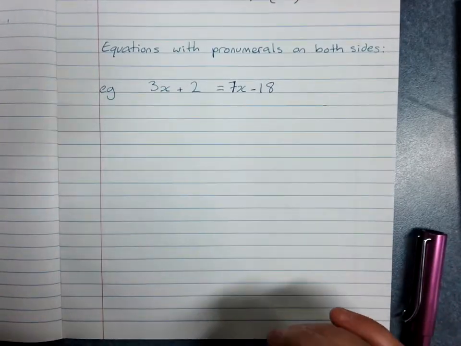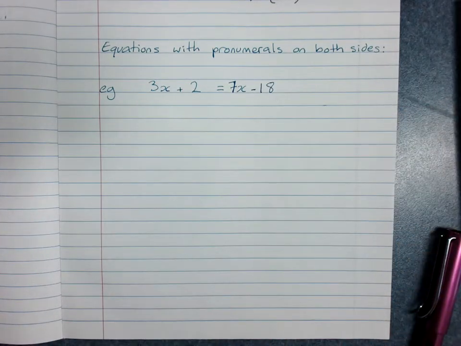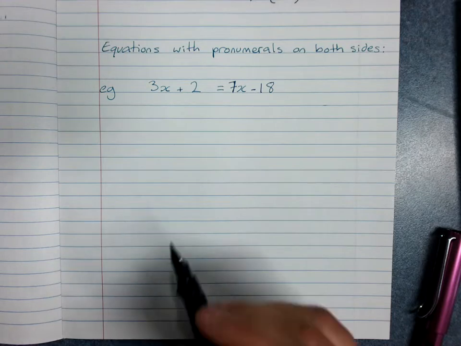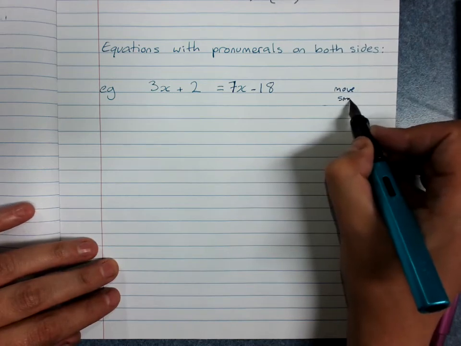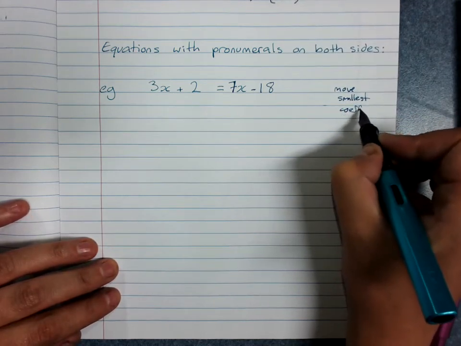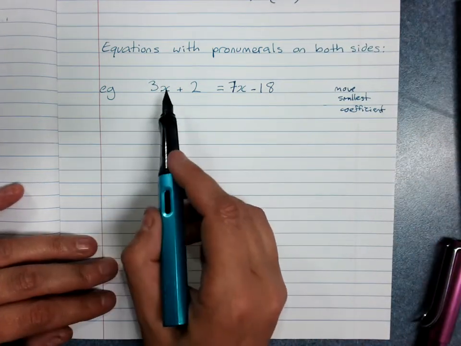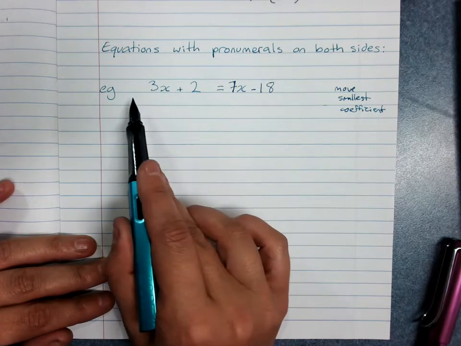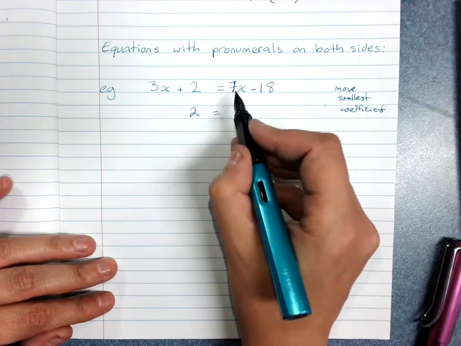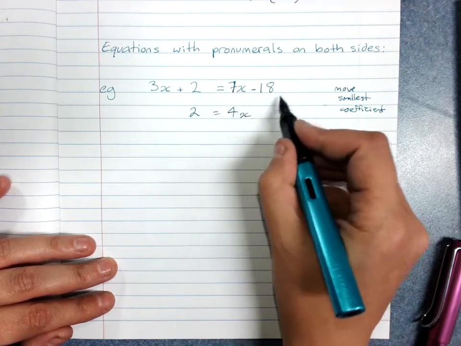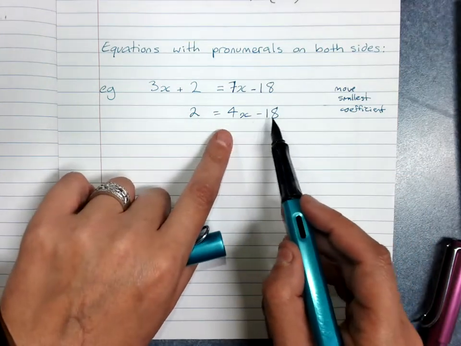If you have equations with pronumerals on both sides, then you must get all the pronumerals to one side first. And you do it by moving the pronumeral with the smallest coefficient. 3x or 7x, we're going to move the 3x. How do I get rid of 3x? I take away 3x from both sides. I'll be left with 2 over here. 7x minus 3x is 4x minus 18. Then I've got 4x minus 18 equals 2.